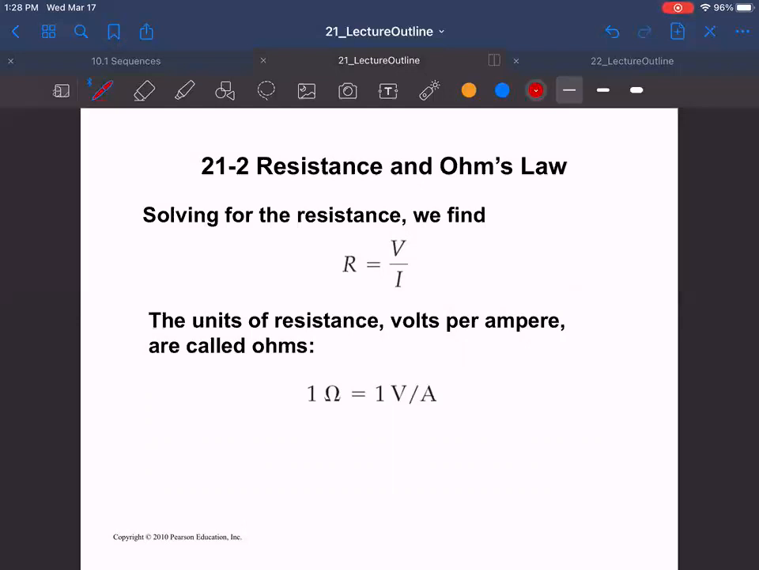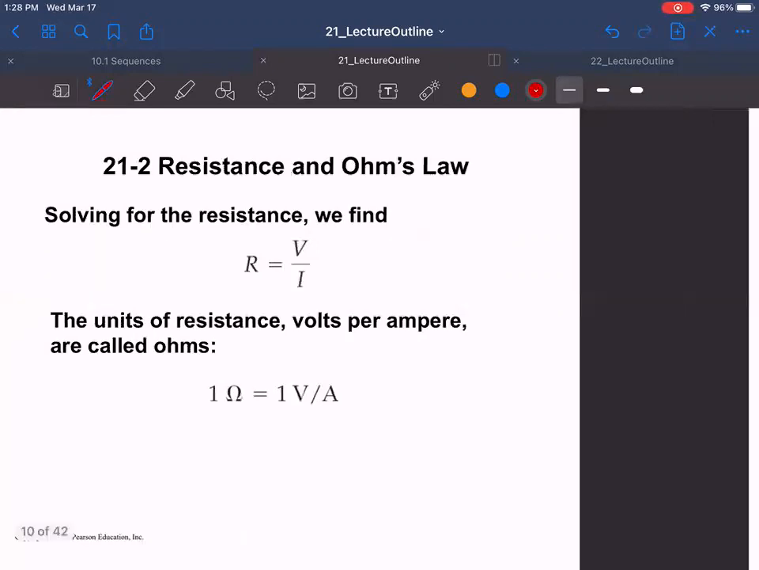So 1 ohm. So you'd have different ohm resistors. The greater that resistor, the greater the resistance, the harder it is to push electricity through it. Okay? It's a very descriptive name. It resists electricity flowing through it, current flowing through it.